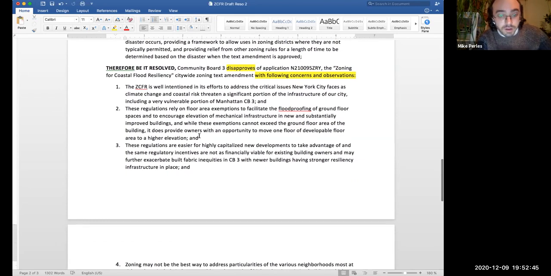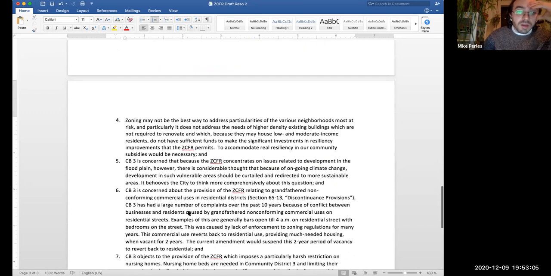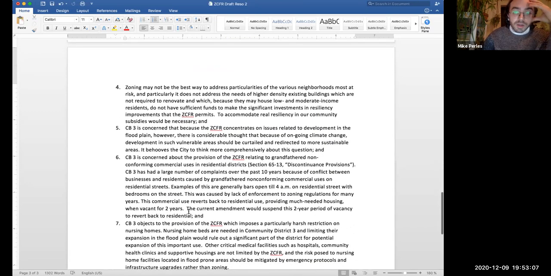And these regulations are easier for highly capitalized new developments to take advantage of, and the same regulatory incentives are not as financially viable for existing building owners and may further exacerbate built fabric inequities in CB3 with newer buildings having stronger resiliency infrastructure in place. And zoning may not be the best way to address particularities of the various neighborhoods most at risk.